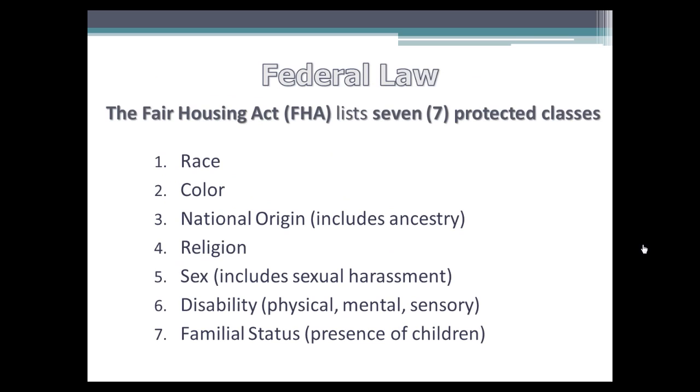The Fair Housing Act lists 7 protected classes. Race refers to Black or African American, Asian, American Indian or Alaska Native, Native Hawaiian or other Pacific Islander, and white. Note that Hispanic or Latino is an ethnicity or ancestry. It is not considered a race. Color refers to skin color or shade. We have some cases where a person claims discrimination because someone lighter than them was treated better, even if they are of the same race.